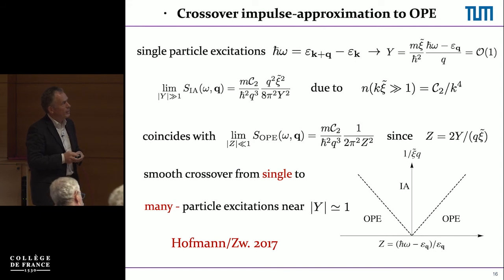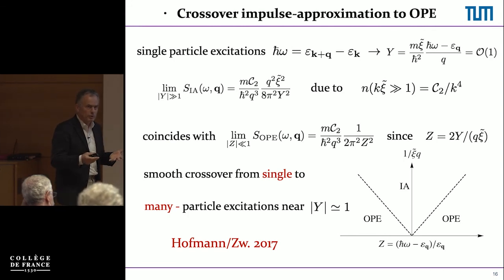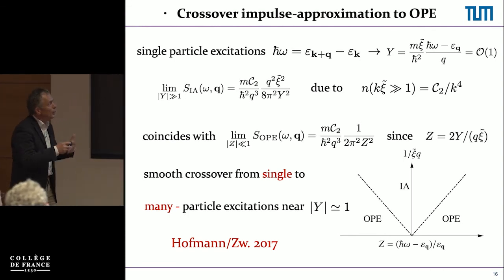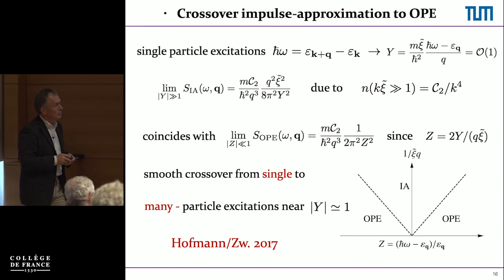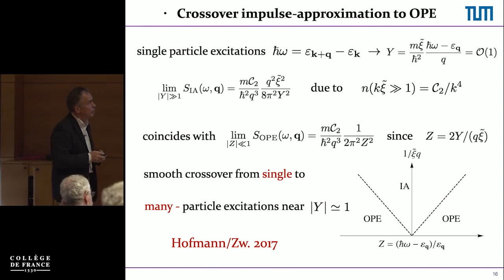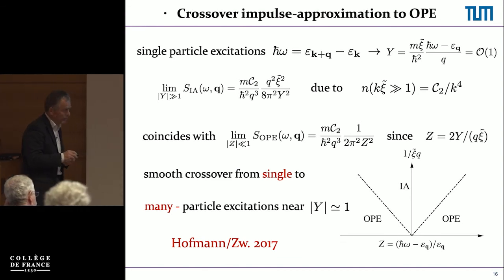near the single particle peak, but there's a continuous crossover from single particle to many particle excitations, which appears when this scaling variable is of order 1. So these are these dotted lines. So basically you can connect this impulse approximation to the many particle excitations in a continuous manner, in a smooth way.